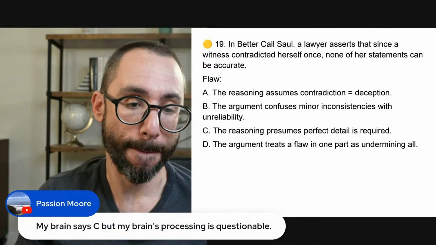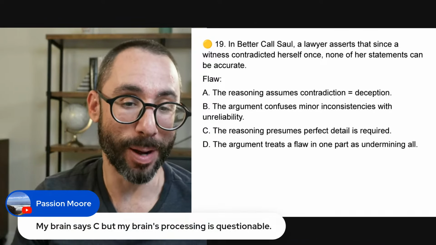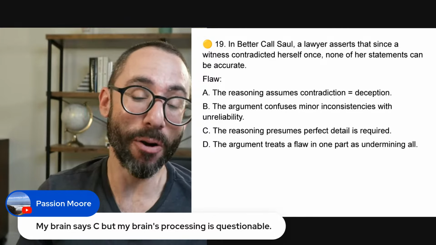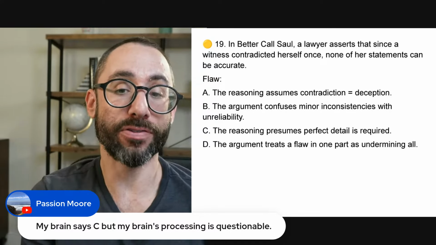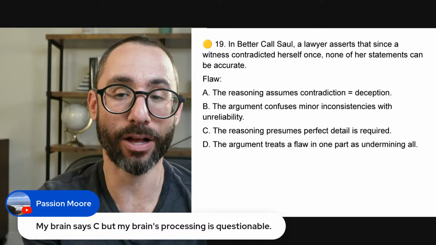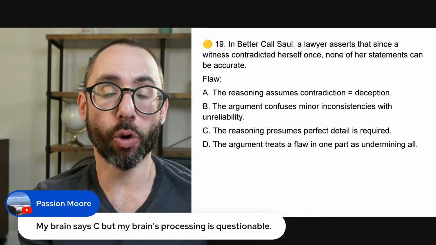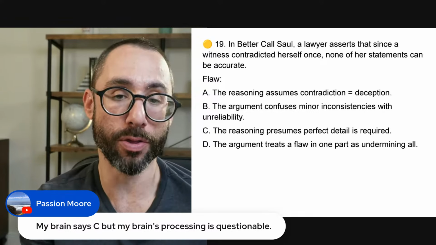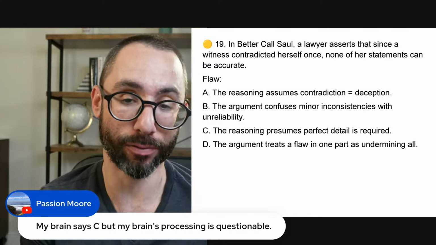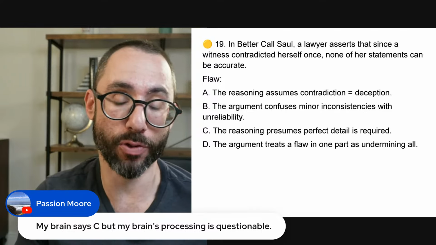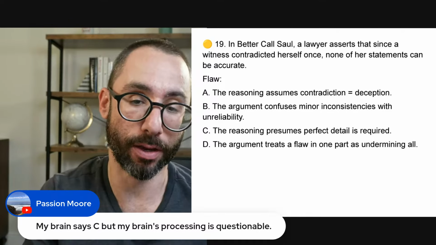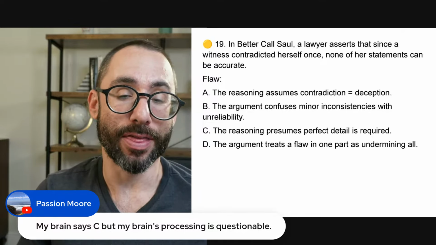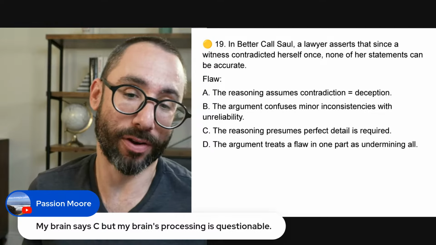Passion says, my brain says C, but my brain's processing is questionable. Okay, it's going to get better over time. So C as in Charlie here says, the reasoning presumes perfect detail is required. They never required perfection. Their issue was with the witness contradicting herself, which they shouldn't have done. And so that's really the major issue with this, is that she made one single mistake. They're not saying that they had to have perfection necessarily, although I could see why you would draw that.